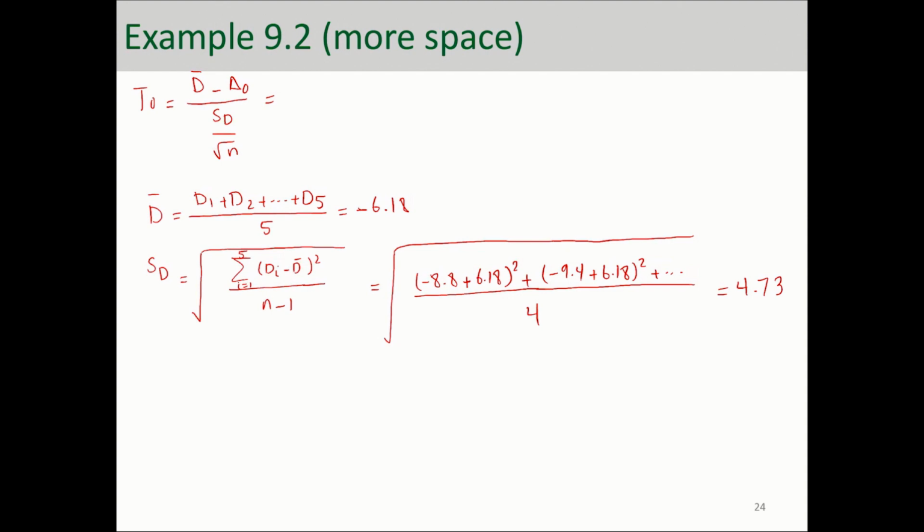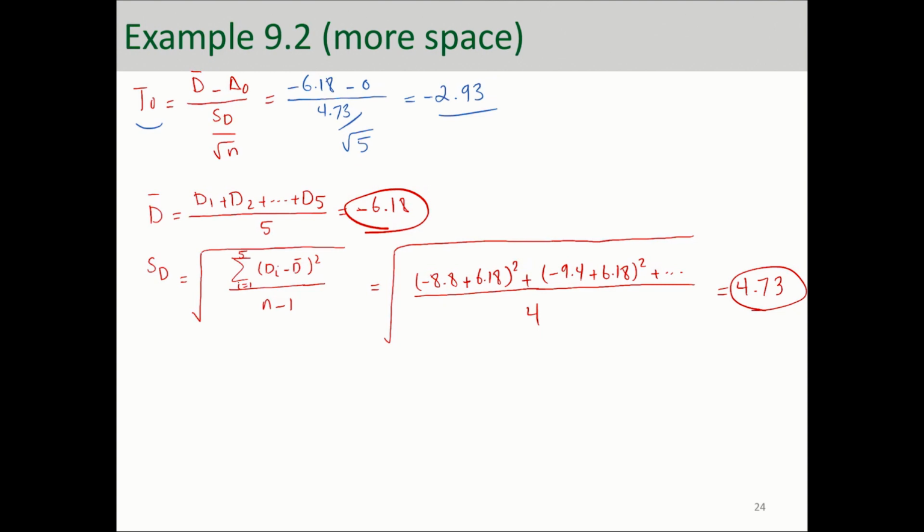4.73. So now I have the standard deviation, I have the d bar, I can calculate the test statistic. In this case it would be negative 6.18, my delta naught is 0, over 4.73 divided by square root of 5. And if you do the math here, your test statistic is negative 2.93.